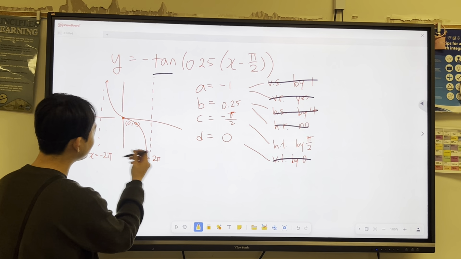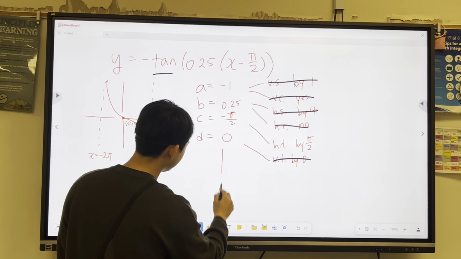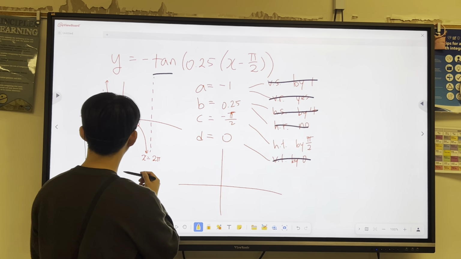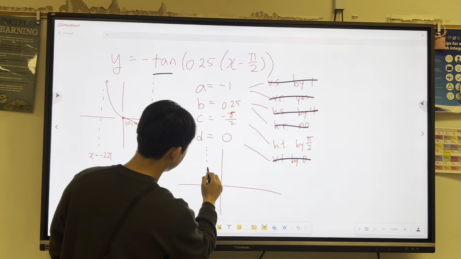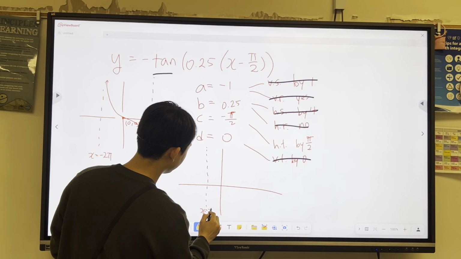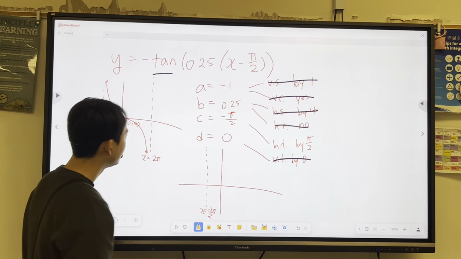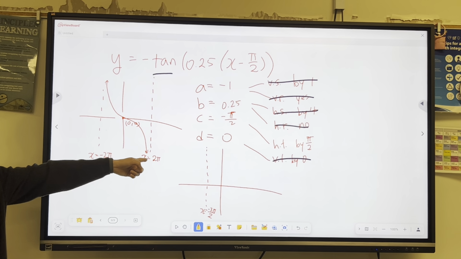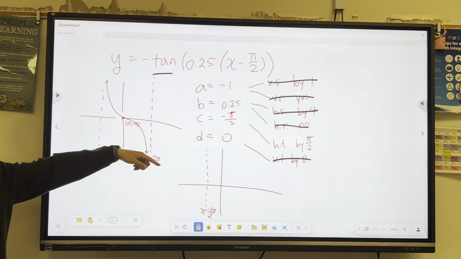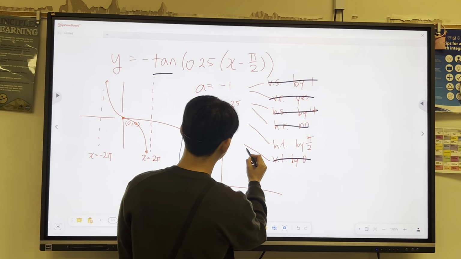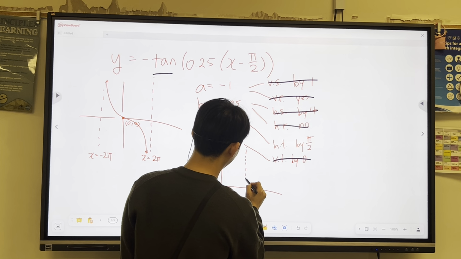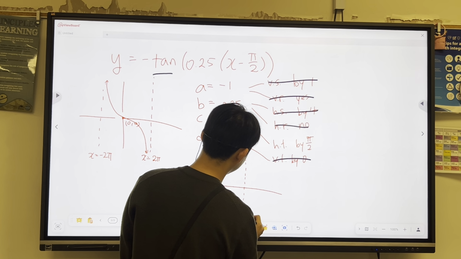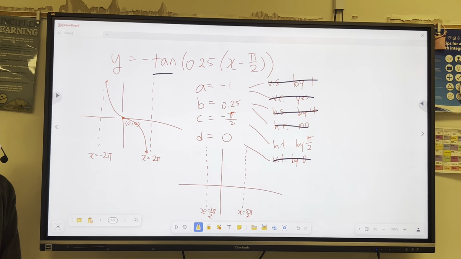So I think at this point, let's draw a new one. Perhaps below. So just a bit to the right. X equals negative 3 pi over 2. What about x equals 2 pi? What is 2 pi plus pi over 2? 2 plus 1 over 2 is 5 over 2. So I think it'll be a bit more to the right. Not that it's so important. So my second vertical asymptote, x equals pi over 2, 5 pi over 2.